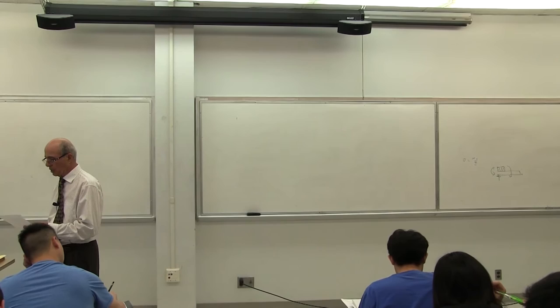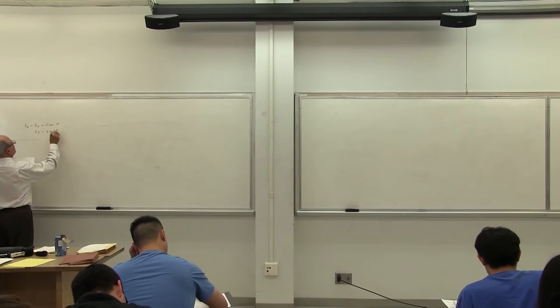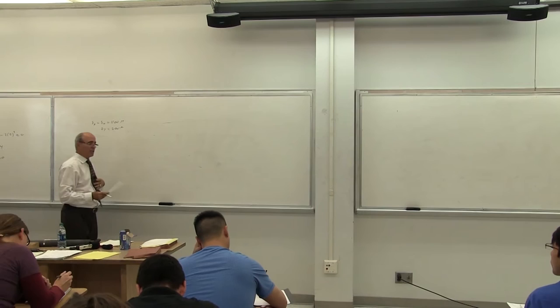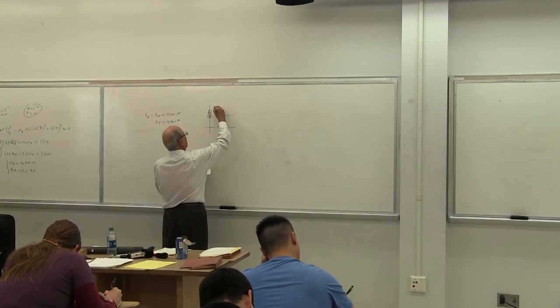Anyhow, epsilon A is epsilon X, which is 1100. Epsilon Y is given, equal to how much? 200 micro. We are looking for gamma XY, yes or no? Is that not given? Instead, what is given? Epsilon in the direction of C. This is what you see there. This gauge, and this gauge, and this angle being 30 degrees.